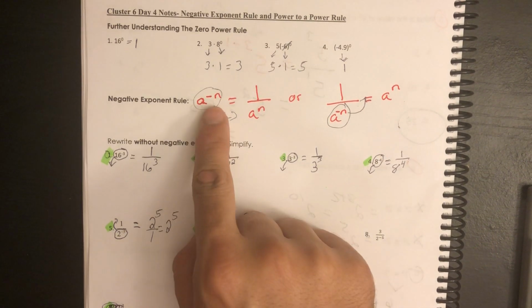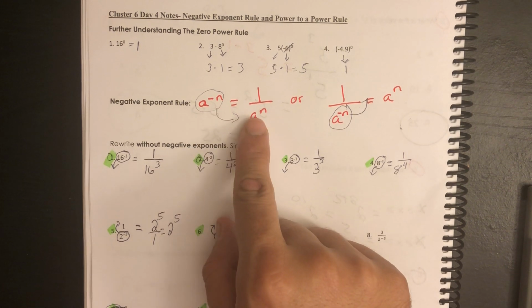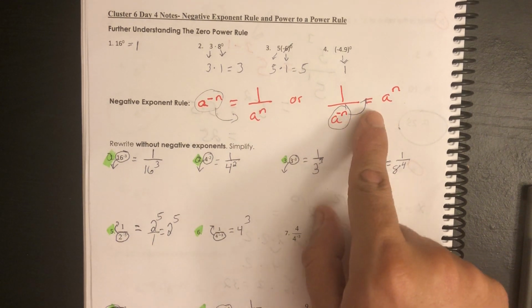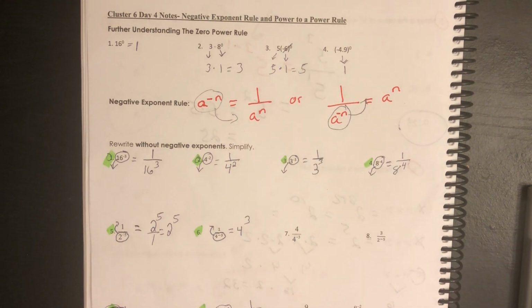Okay, if you have a negative exponent, you bring it downstairs below a fraction. But if you already have a fraction and you have a negative exponent, just bring it back upstairs to convert it into a positive exponent.